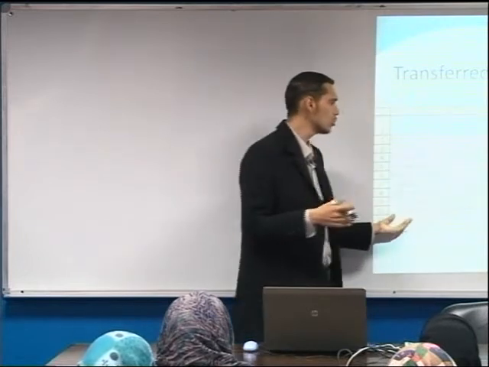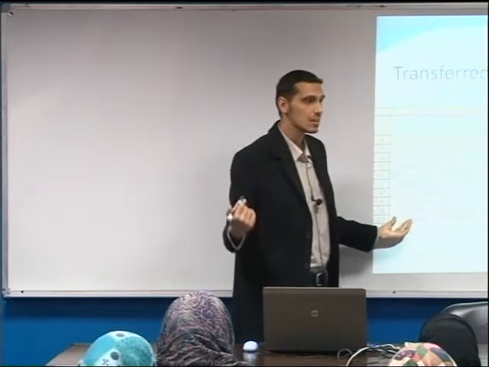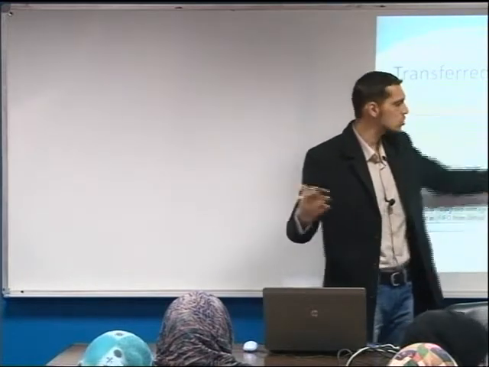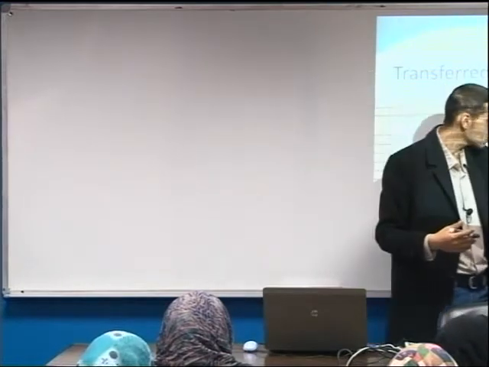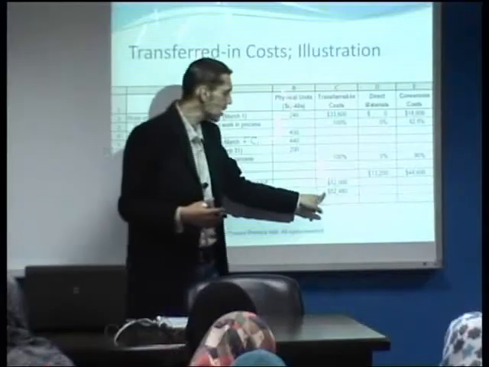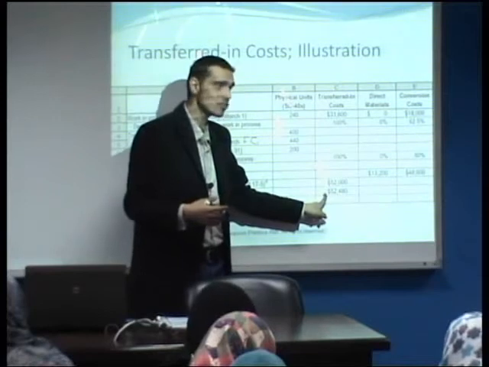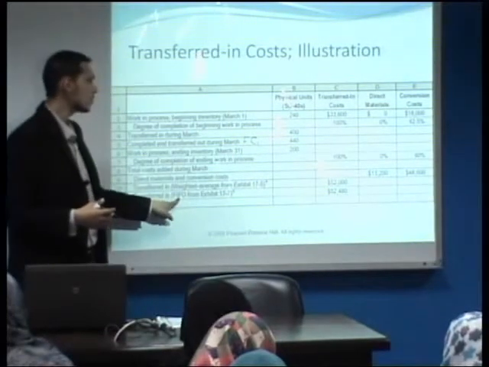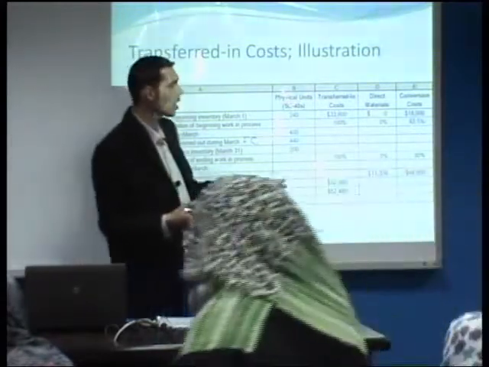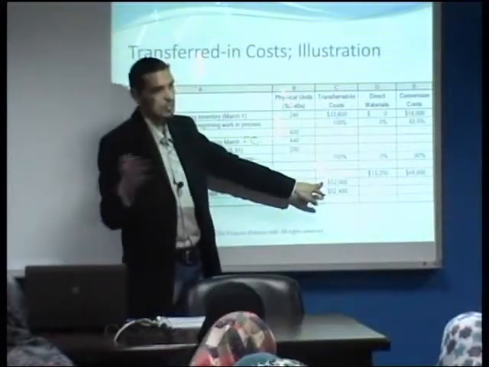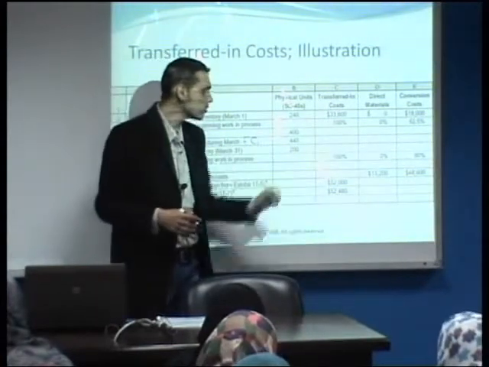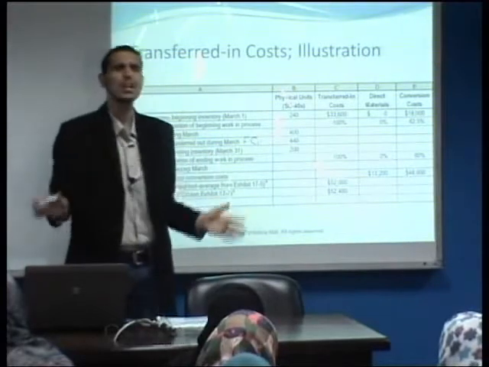Of course, according to our calculation in the assembly department, the 400 units or the transferred in costs once was $52,000 according to the weighted average method, and another time it was $52,480 if the first in, first out method was used. Therefore, first of all, we are going to use the $52,000, which is the weighted average costing method, and then we are going to use the $52,480. It would be the same.